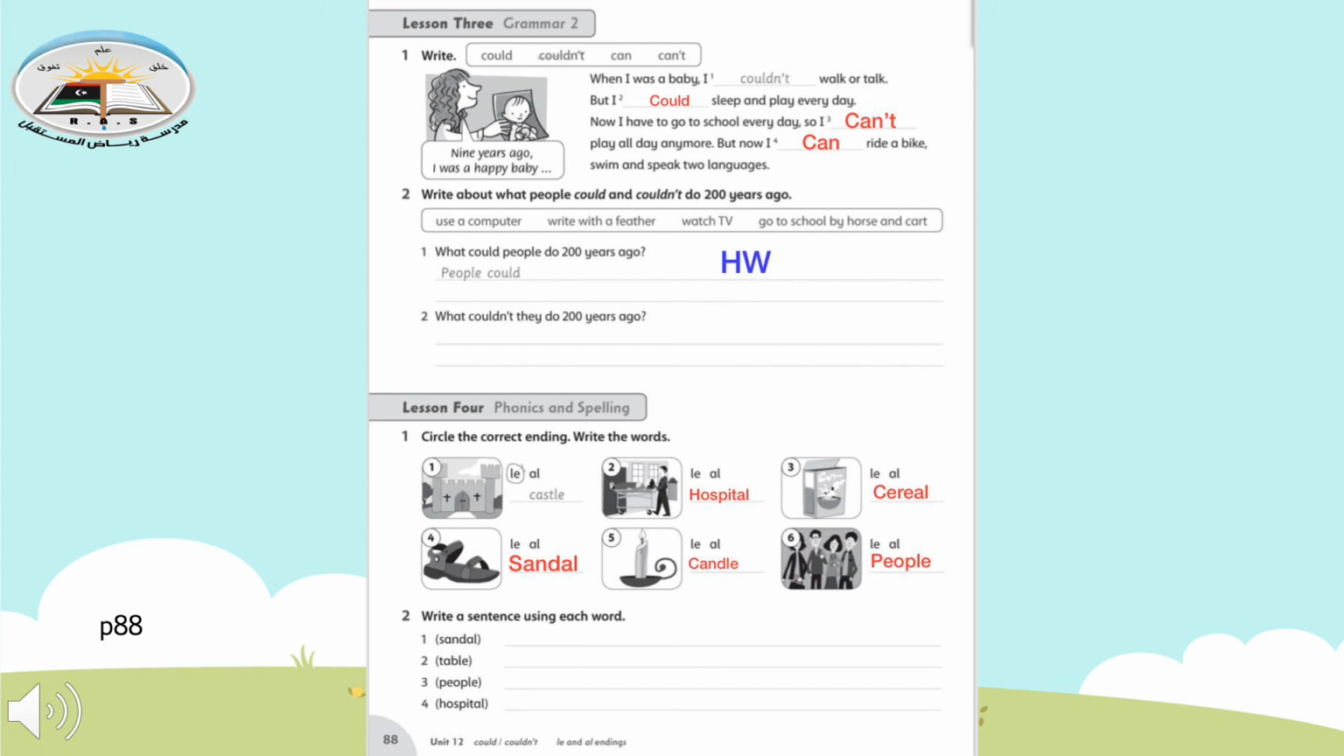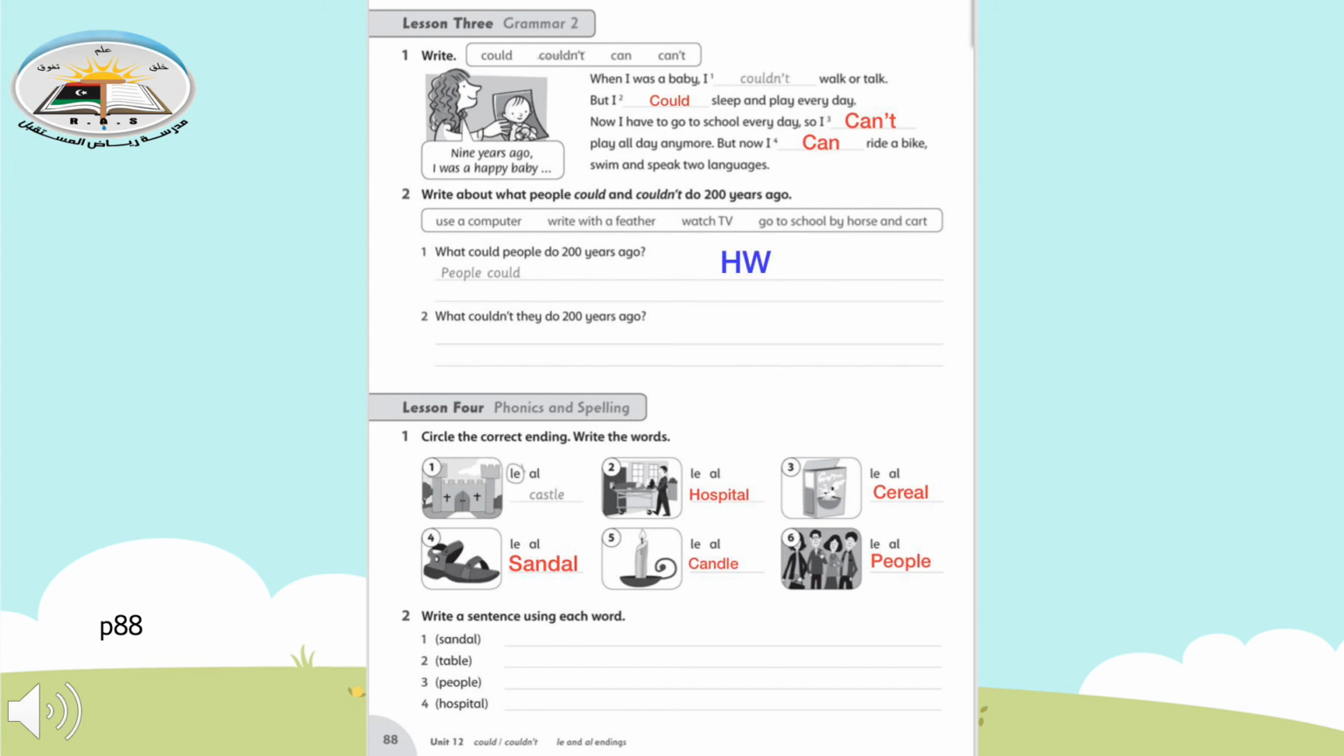Now question number 2. Write sentences using each word. Now we have 4 words and we need to write sentences about them. I will give you 4 sentences, but you have a homework to write 4 sentences with those words in your notebook. Okay, so for each word you need to give me another sentence.